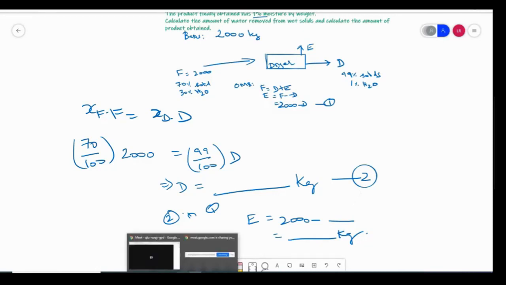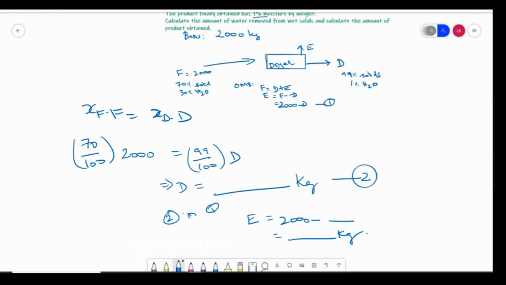What is the value? 1414.14. Okay. So we can check it. 1414.14 kg. So what is E value? 2000 minus this, 585.86 kg. So you can write the answer in sentence. What is the question? Calculate the amount of water removed from the wet solids and calculate the amount of product obtained. So you can write it in sentence the same way. The amount of water removed from wet solids is 585.86 kg and the amount of product obtained is 1414.14 kg.